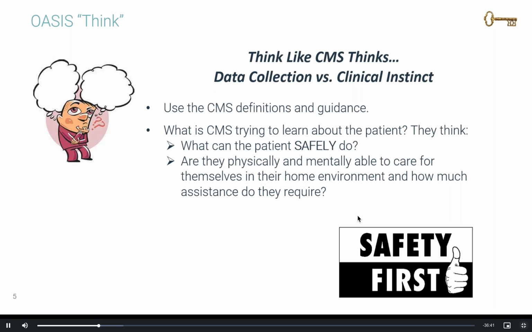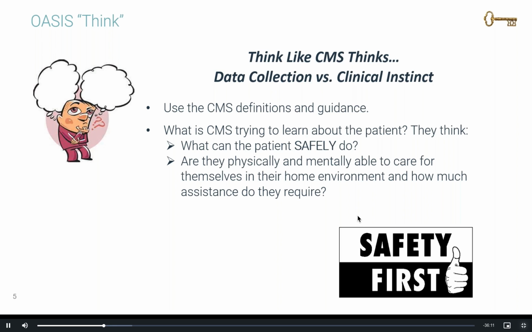I have to make sure that as I choose my responses on the OASIS, that I stick to those CMS definitions and the guidance they've provided for us. Because clinically, if we were asked to define some of these concepts like bedbound or chair fast, we might define that a little differently than CMS did. And we may not necessarily automatically intuitively go to the correct answer that is really what CMS is looking for based on the guidance they've provided.